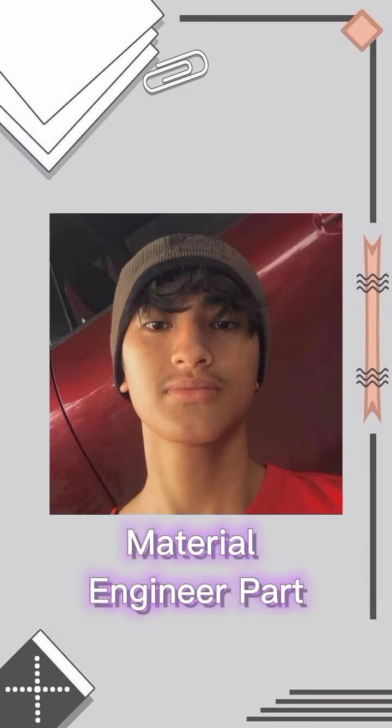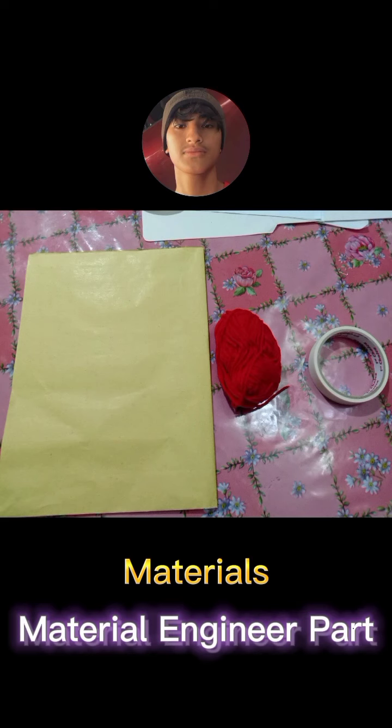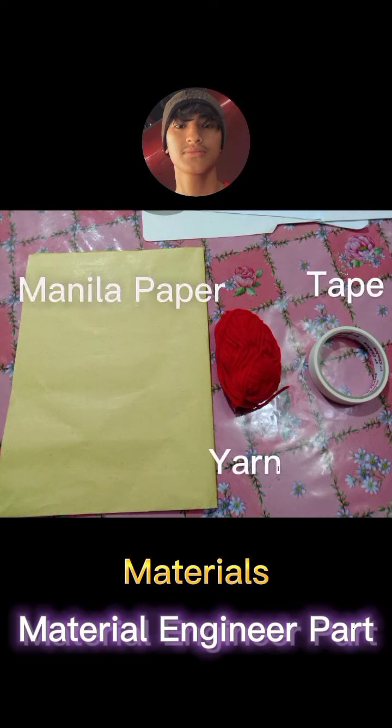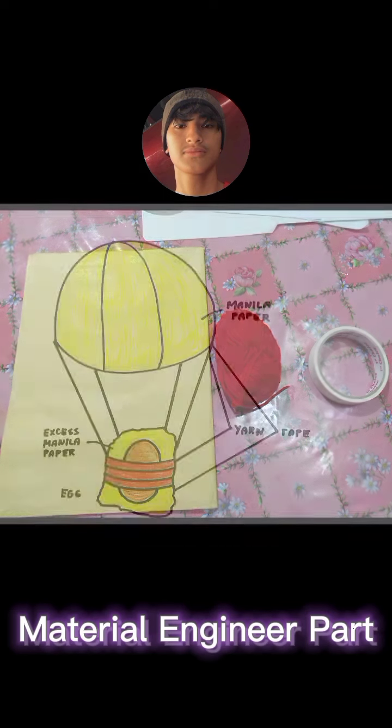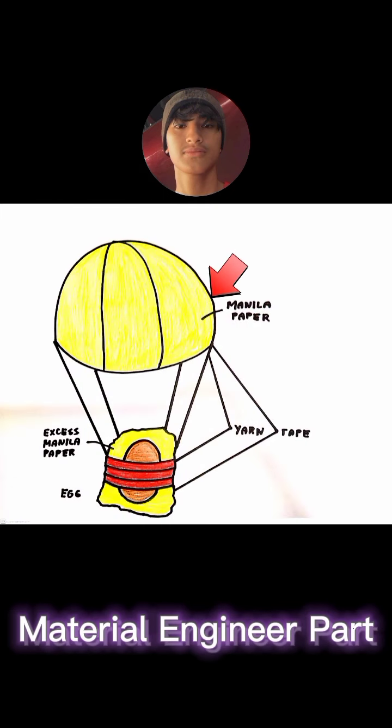Hello, my name is Vincent Lex Depositario and I have been assigned as a material engineer of our group. I'm in charge of examining the supplies needed to manage this activity. Manila paper, yarn, and tape are the items we use to make our invention. The parachute's canopy was made of manila paper, and the excess was used to wrap the egg and secure it with tape. The yarn is the second material.